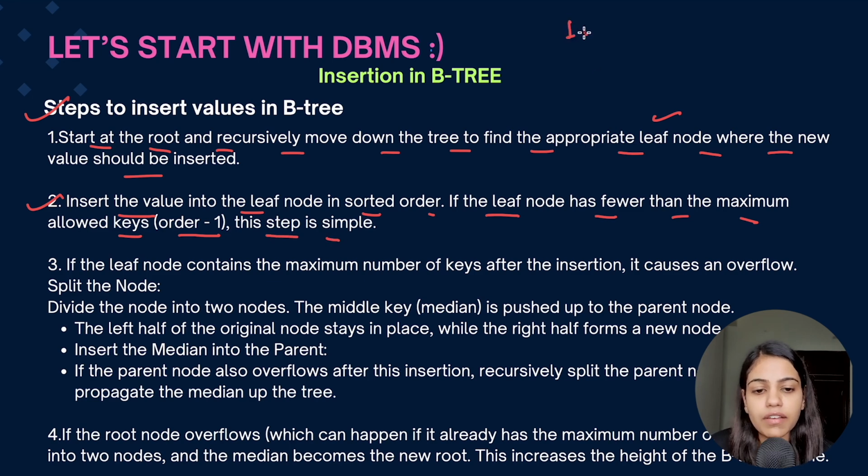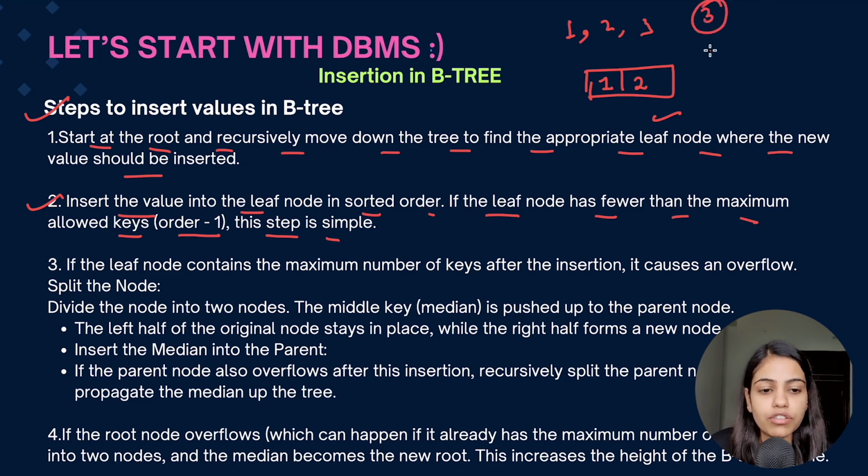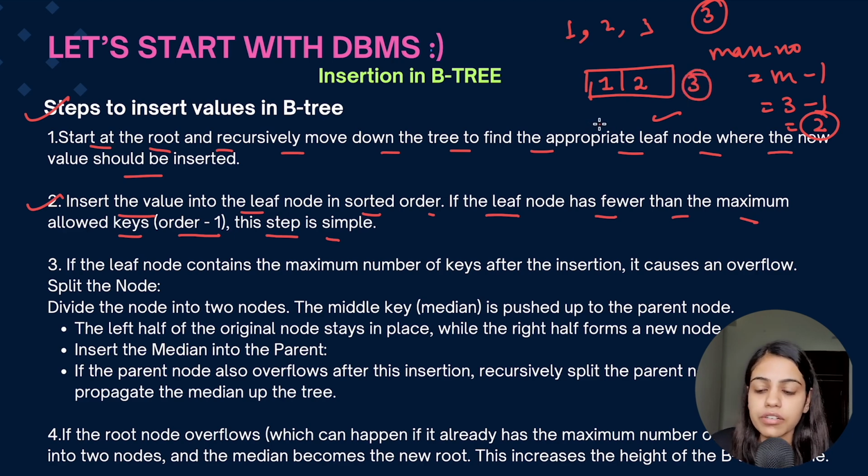So consider that I have to insert 1, 2 and 3, and this is my leaf node. Now this particular leaf node doesn't have any data at all. So what I'll do is insert 1 and then I'll insert 2. But consider the order of this particular tree is 3. So the maximum number of keys which can be inserted is M minus 1, that is order minus 1. So 3 minus 1 is 2. So we can only insert 2 keys at max in the leaf node. But consider that if I have to insert 3 also, then how will the insertion happen?